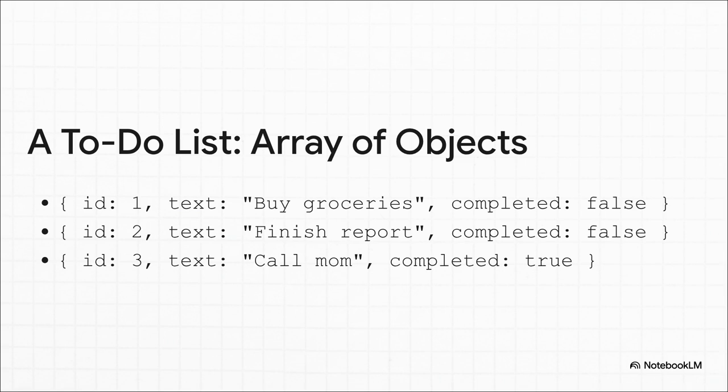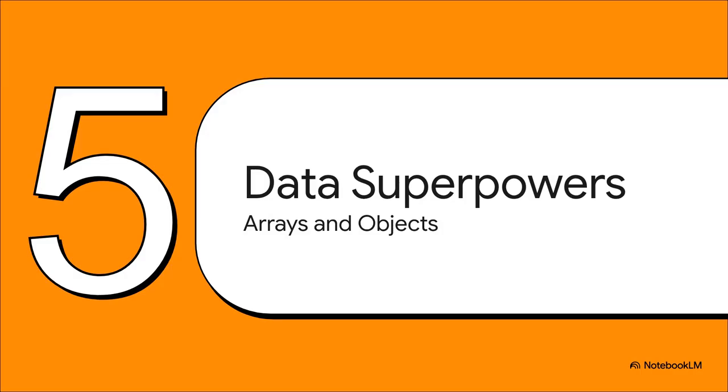You use the array to hold the ordered list of all your tasks, but each individual item inside that array is one of those detailed objects. This gives you the best of both worlds. You get an organized, ordered list where every single item is a rich, descriptive chunk of data. And just like that, by getting a grip on these two simple concepts, you've basically unlocked the ability to structure and manage pretty much any kind of data you can possibly imagine. These are your new data superpowers.